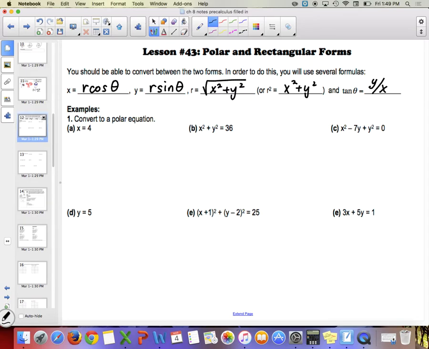Now, on your homework, I did notice some of you guys kept doing the little pointy parentheses. Don't do those. That's vectors, okay? Polar coordinates just have regular parentheses.